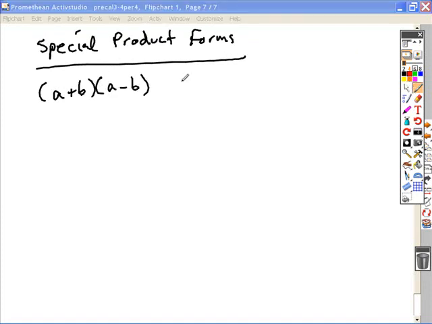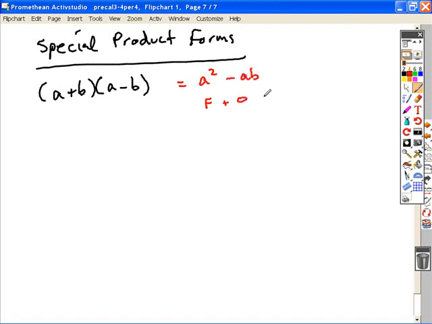And this was the case where if you have the sum and difference of terms and you FOIL it, what's going to happen to your outer and inner products? Here you get a squared is our first. Our outers are negative ab. Our inner is positive ab. And our last is negative b squared.